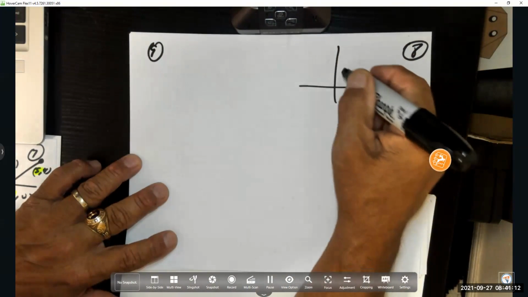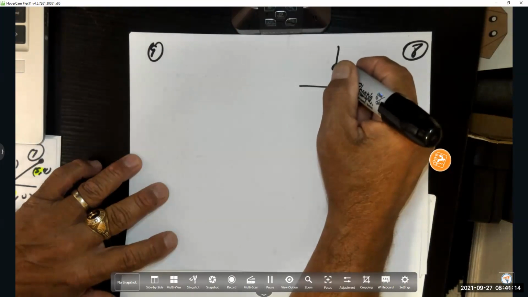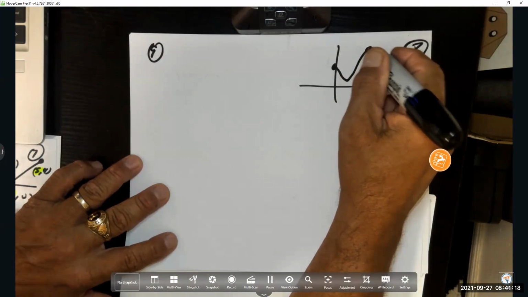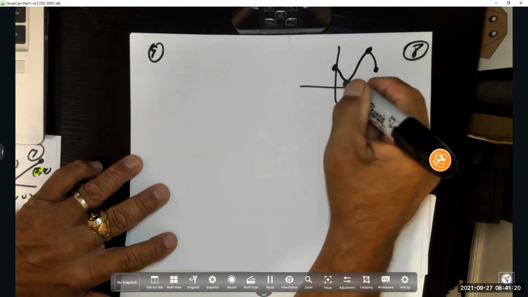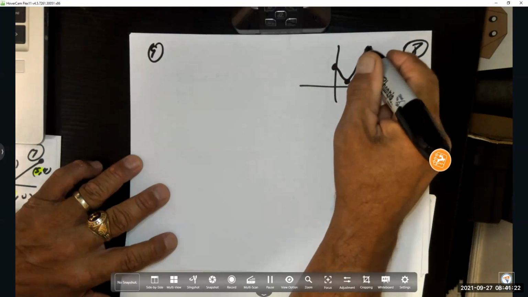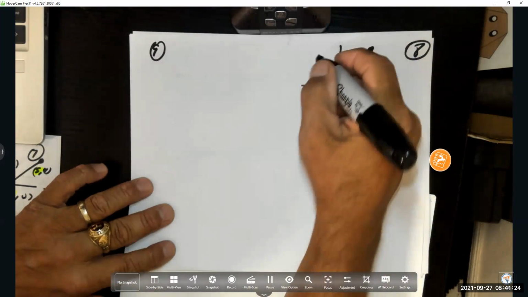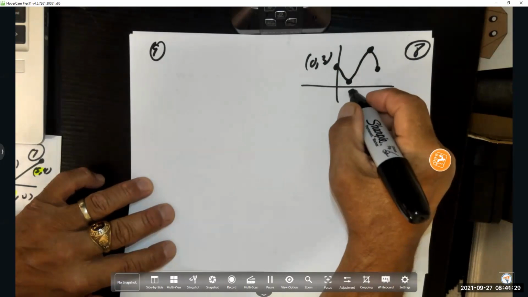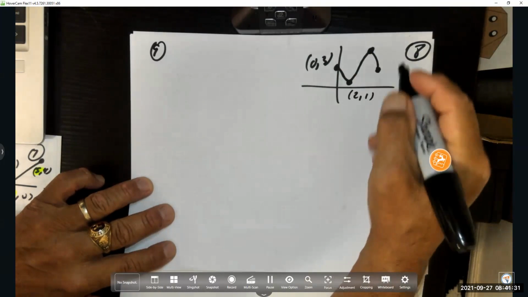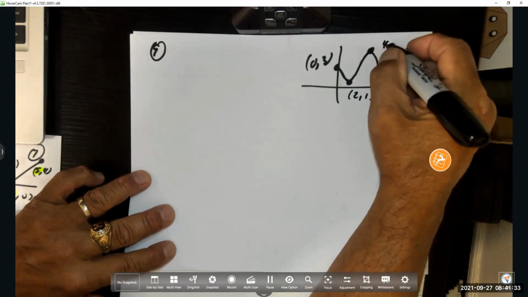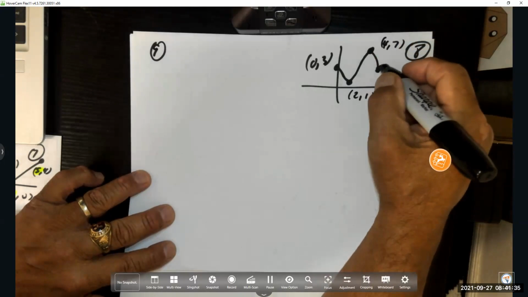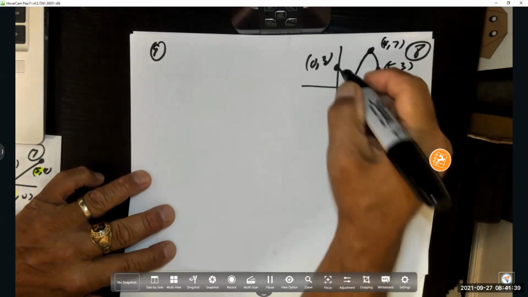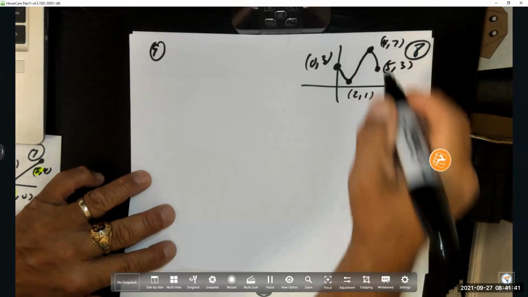It's gonna go from here down here. Then it's gonna go back up. It's gonna go back down or something like this. It goes down, up, something like that. And I'll give you some numbers in here. This is 0, 3. This one is 2 and 1. This one is 4 and 7. And this one is 5 and 3. Okay. So we got 4 dots right there.